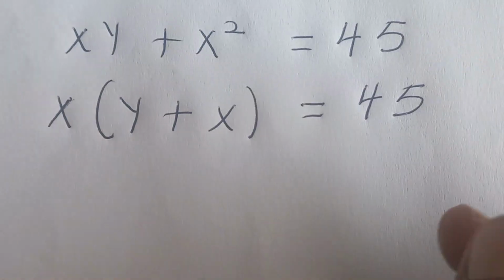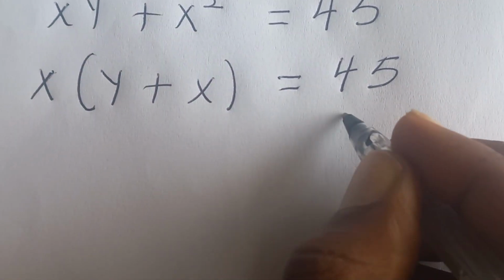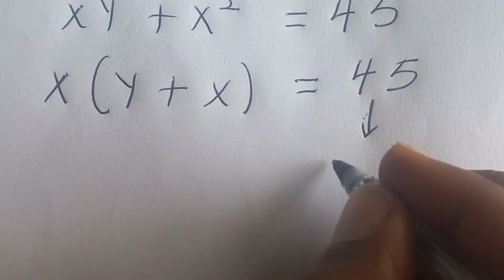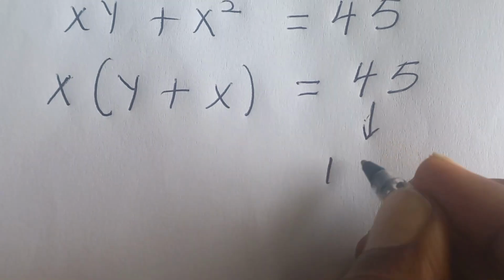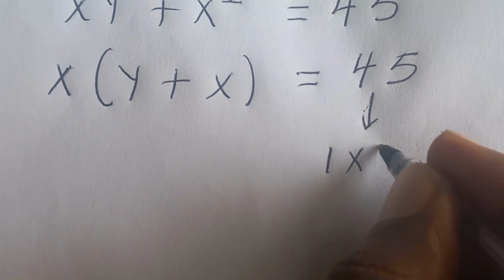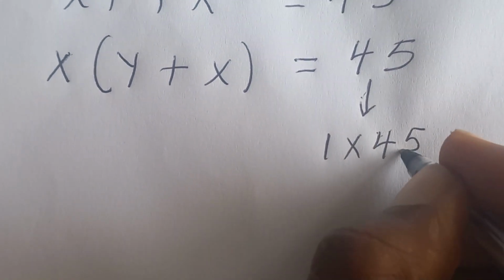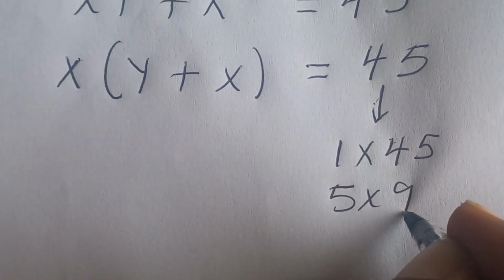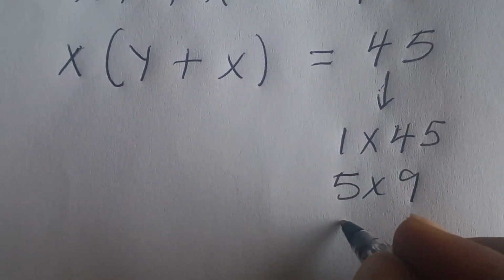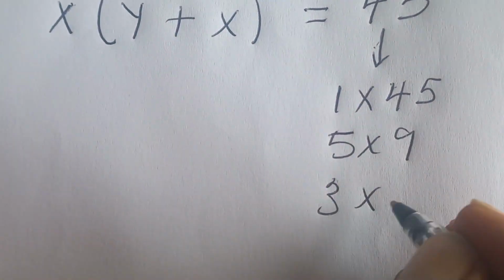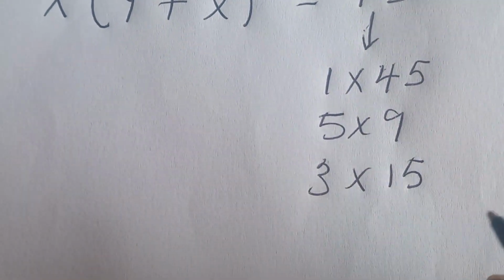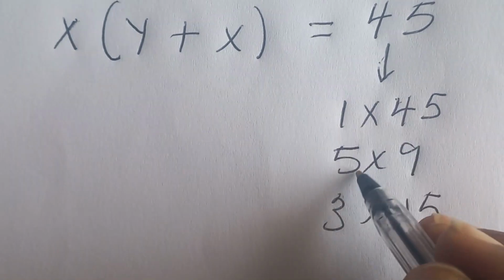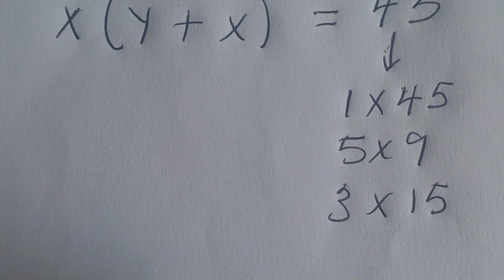And this 45, we can break it down into factors. We can get 1 times 45. We can also get 5 times 9. As a factor, we can also get 3 times 15. So in this case, we are going to get 3 cases. Case 1.